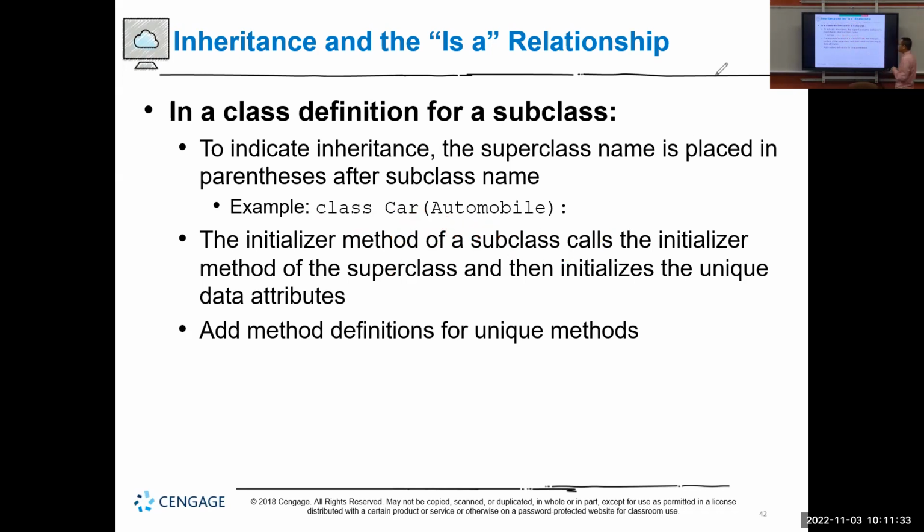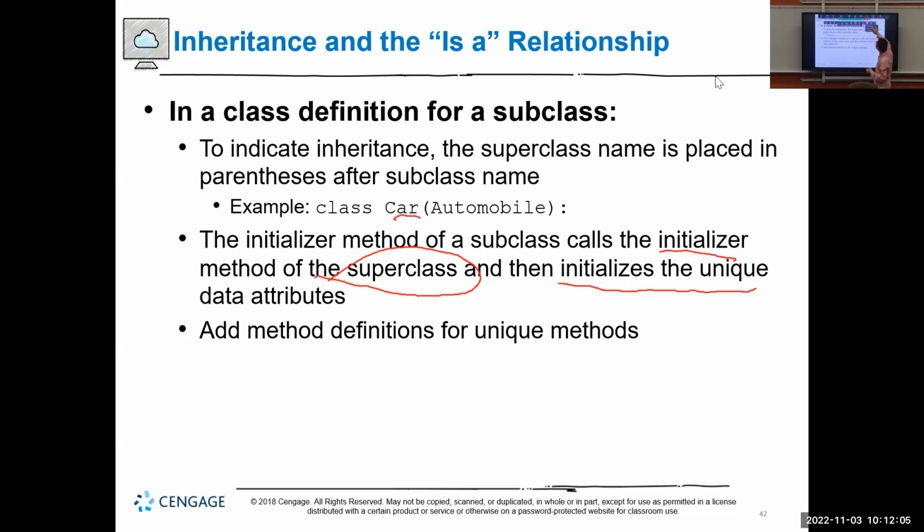Okay, so now see, you have the initialize method of the subclass. In the initialize method of the subclass, it will call the initialize method of the superclass. Right? That's why you inherit everything from the superclass. Then you initialize the unique data attributes of your own. So in the case of car, you have the number of doors. In the case of the pickup truck, you have the drive type, and in the case of SUV, you have the number of passengers here.